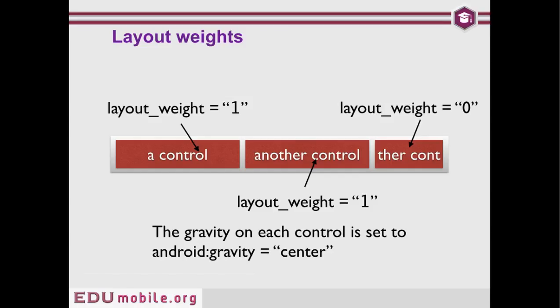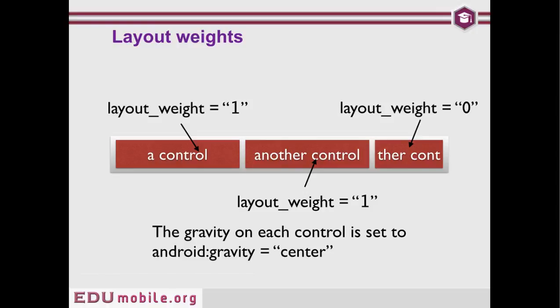So let's look at this. In this case, I have three controls. The first two controls have a layout weight of 1, and the third control has a lower layout weight of 0. The gravity on each control is set to Android gravity equals center. So the first two controls are filling out the space left by the third control, and they're filling it out equally. So even though the text in the first control says a control, and the text in the second control says another control, both of these controls will be spaced out to fill the remaining available space.